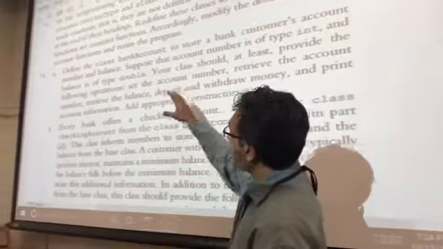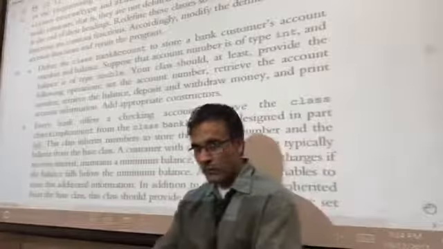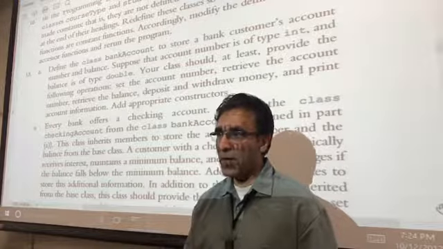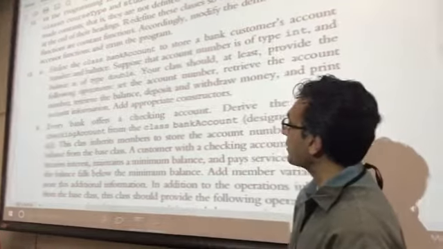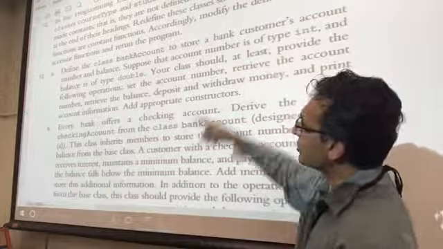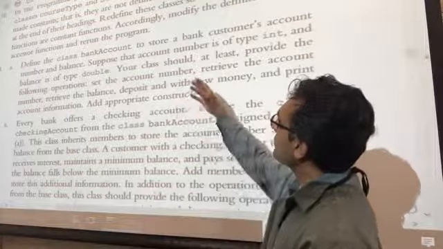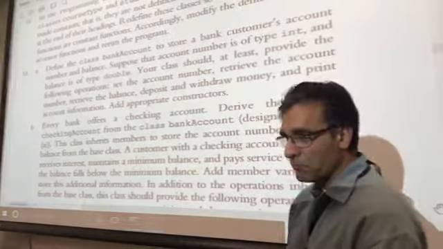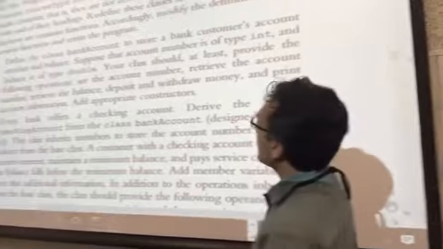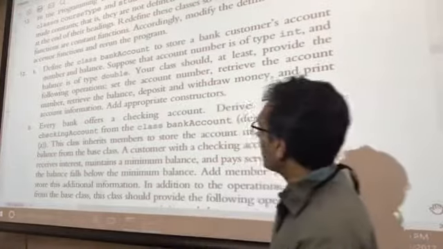So in this particular project, we'll say define the class bank account, which we probably already have. We have defined the bank account in our project number 1, to store a bank customer's account number and balance. Did you have account number and balance? Yep. So suppose that account number is of type integer, not a problem, and the balance is of type double. Definitely, we probably have that.